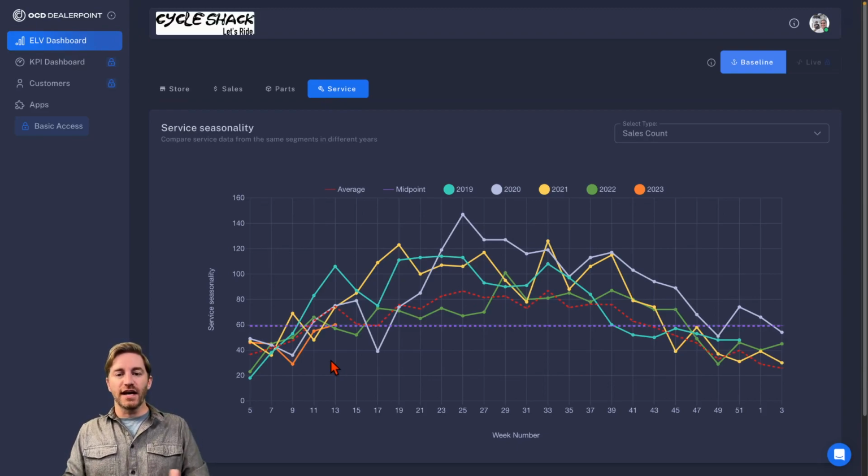This allows us to understand when we should be staffing for, when we should be marketing for, when we should change our scheduling strategy. There's all sorts of great things we can do with this, and the more you look at it as a dealer and the more value you see in it, the better we can make this as we go along.